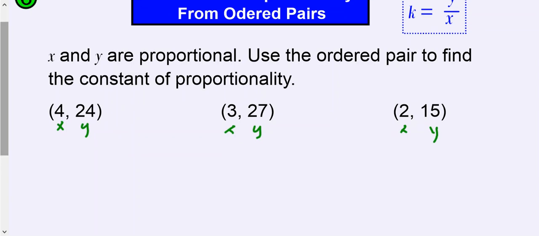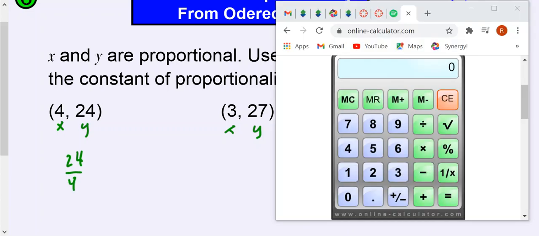Okay, so first one here, to find the constant of proportionality, we're going to divide 24 divided by 4. So 24 divided by 4 is equal to 6.